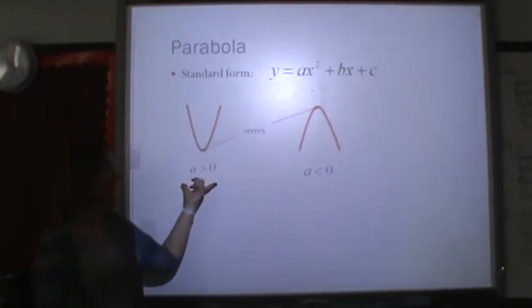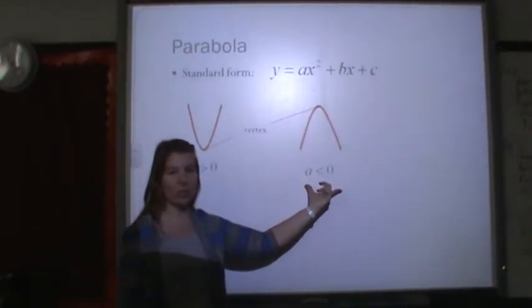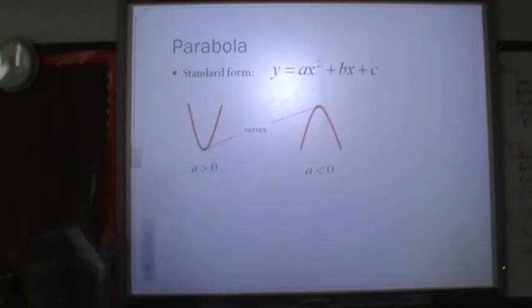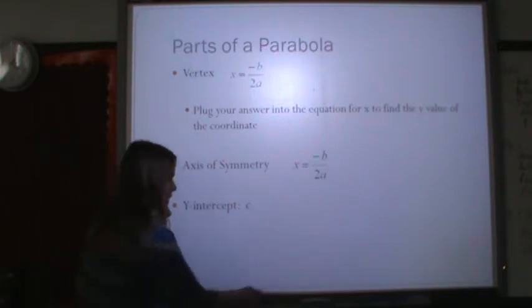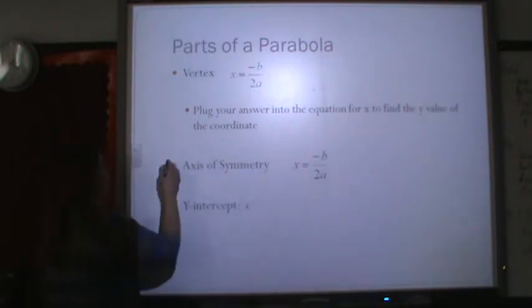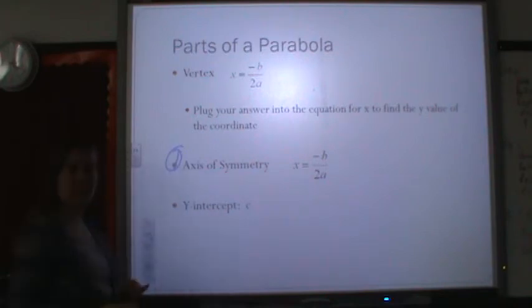So if it's positive, it opens up. If the x squared term is negative, it opens down. So this is all the information you're going to have to find when you graph a parabola, so it's going to be very important to write this down. Now, I do kind of have it out of order because the first thing that you find is your axis of symmetry.